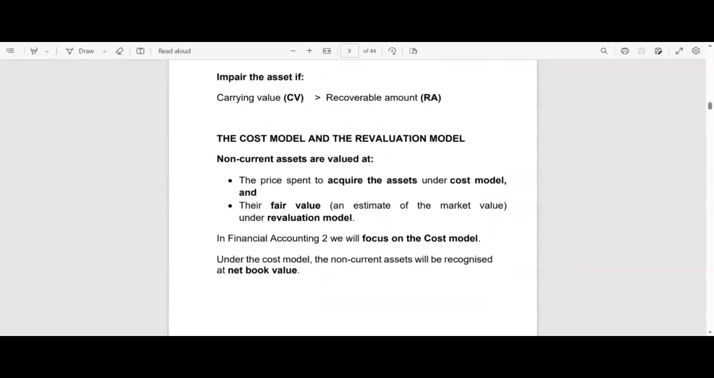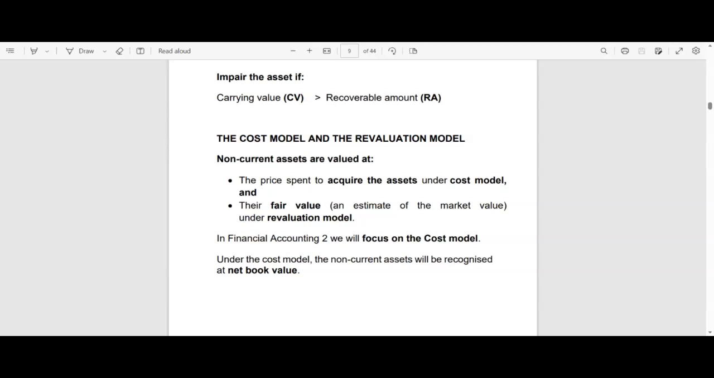Then, ladies and gentlemen, I think we've also mentioned this in financial accounting 1, so we're not going to spend too much time on it. IAS 16 provides us with two models that we can use for the valuation of our property, plant, and equipment: the cost model and the revaluation model. Now, the revaluation model is discussed at length in the advanced diploma in general financial reporting 4. So we are going to focus on the cost model.